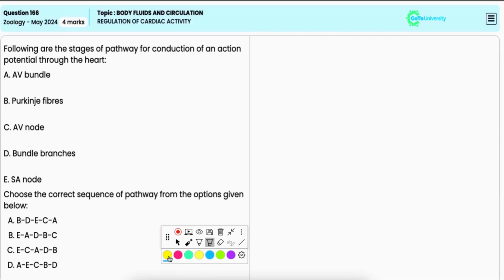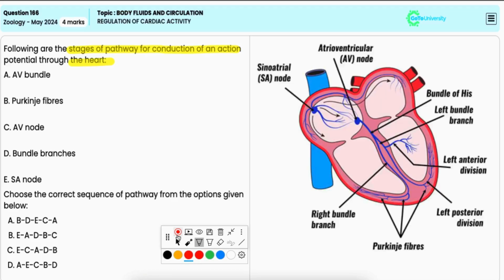In this question, you have to choose the option that represents the correct conduction pathway in the heart. Now, the conduction pathway in the heart is responsible for coordinating the heartbeat by transmitting electrical impulses in a precise sequence. The process begins with the sinoatrial node located in the right atrium. The SA node acts as the heart's natural pacemaker, initiating the action potential that sets the rhythm for the heartbeat.